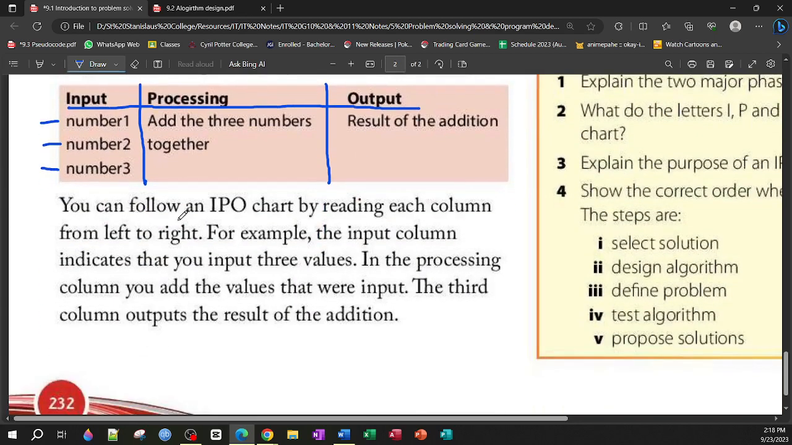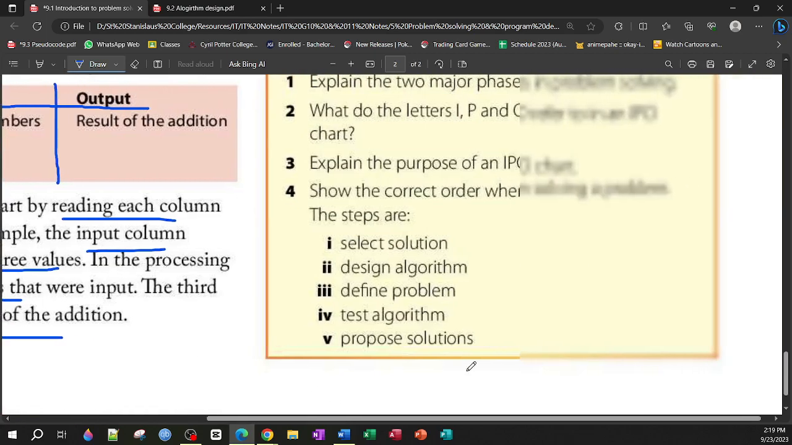So you can follow an IPO chart by reading each column from left to right. For example, the input column indicates that you input 3 values, as I mentioned. In the processing column, you add the values that were input, and in the third column, it outputs the results of the addition, as mentioned.